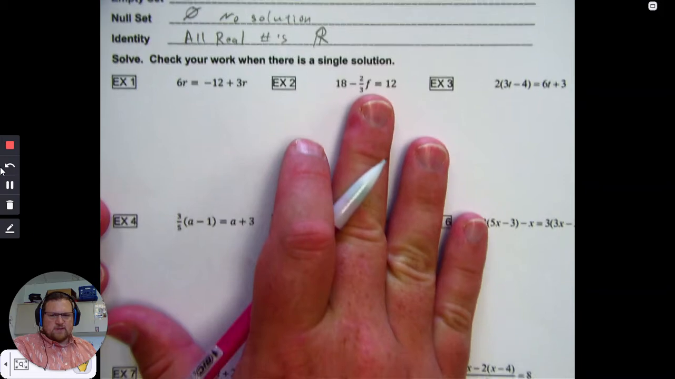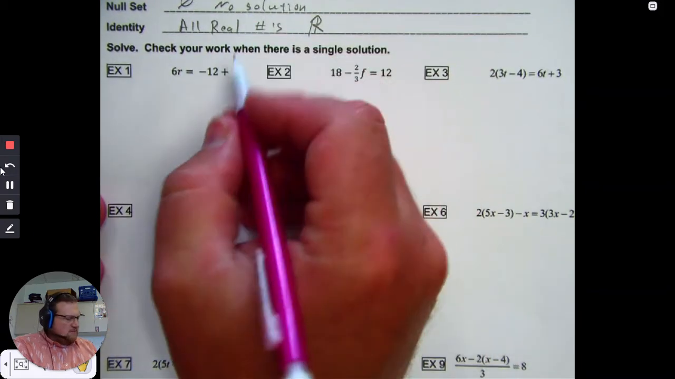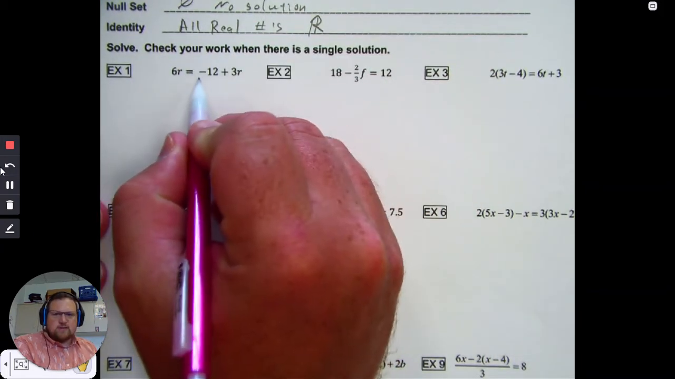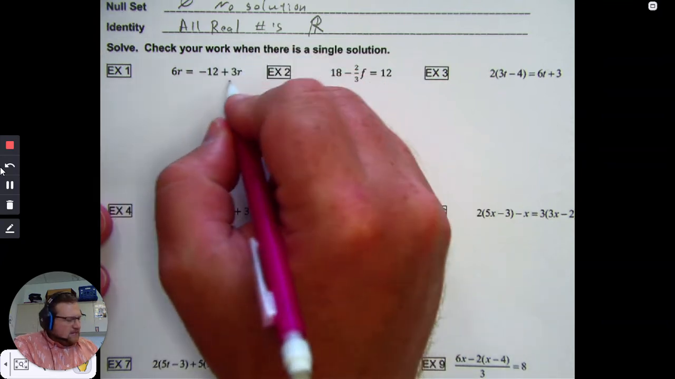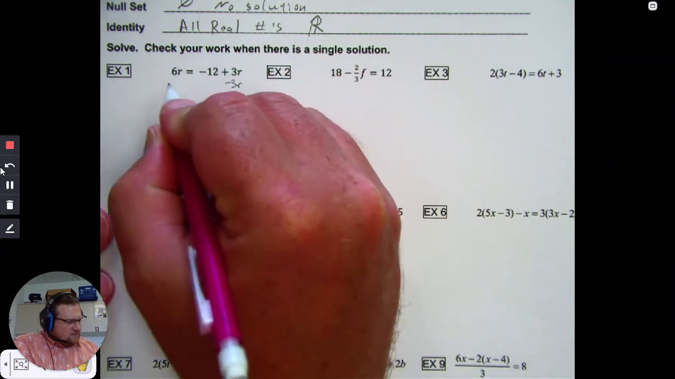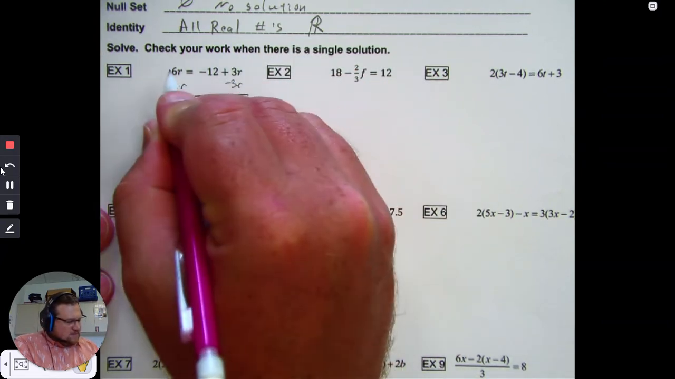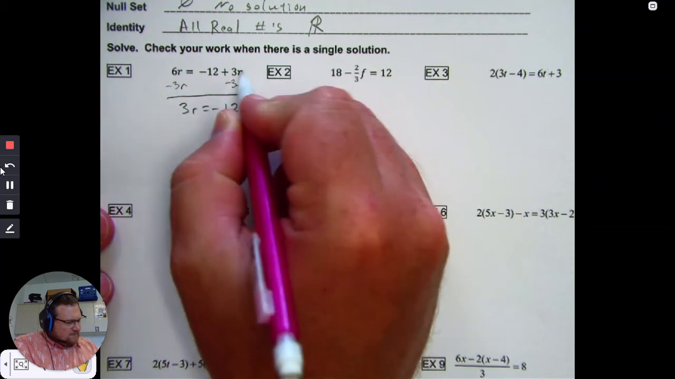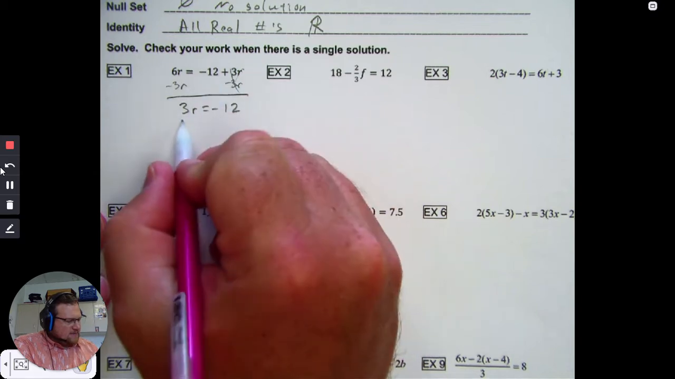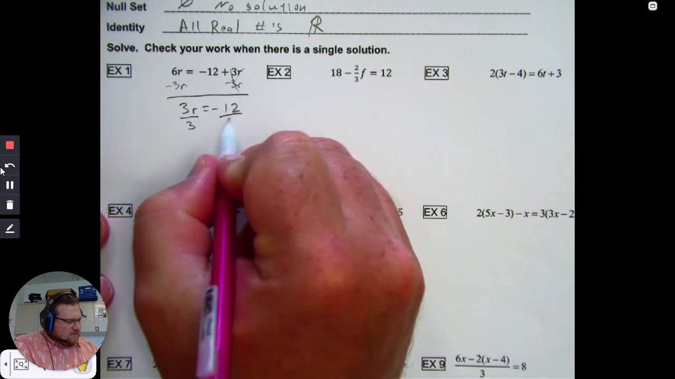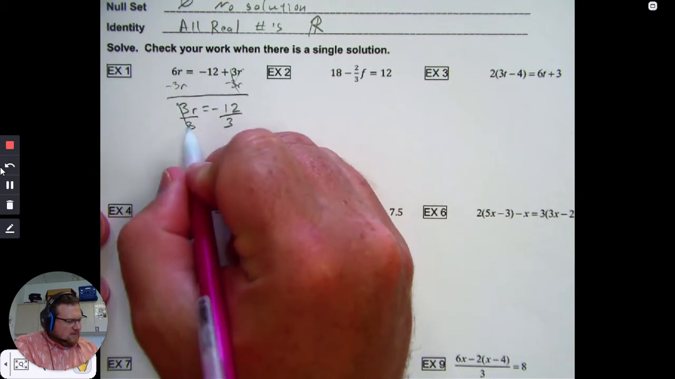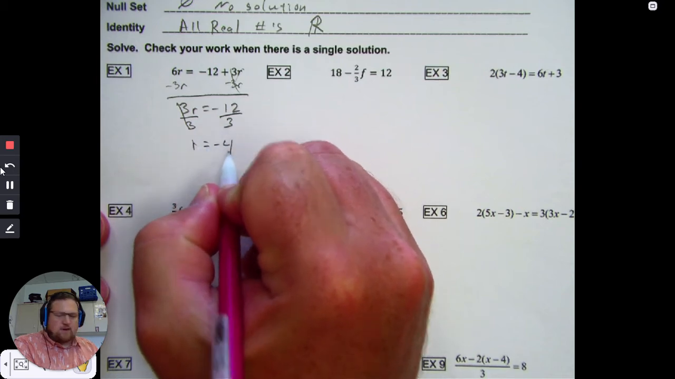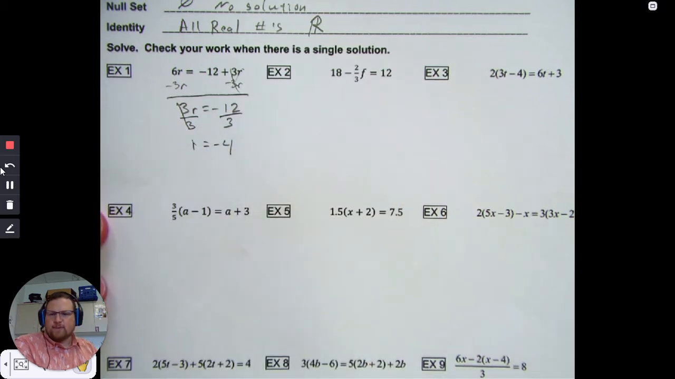Our first one here, there are no like terms that combine on either side, so we can just go straight to solving for it. We can subtract the 3r's from both sides. 6r minus 3r leaves me with 3r equals a negative 12, and then those would cancel each other out. We can now divide both sides by 3 to get rid of that multiplication by 3, and we're left with r equals a negative 4.